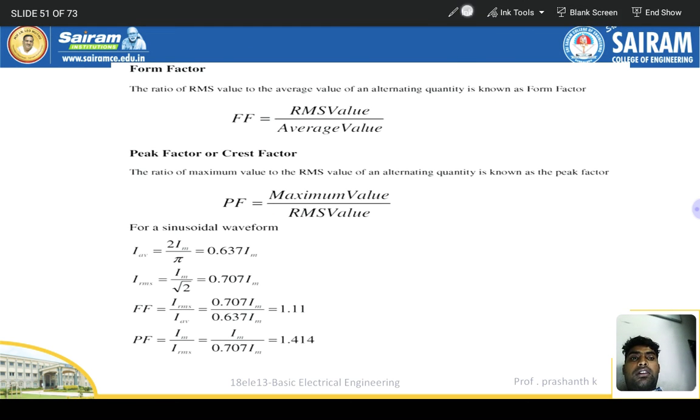Next, form factor is the RMS value by average value, it's a ratio. It's a constant throughout your engineering life. Peak factor is maximum value by RMS value, not average value, keep it in mind. So the equations are like this: I average is equal to 0.637 Im, form factor IRMS by average is 1.11, and peak factor is 1.414.